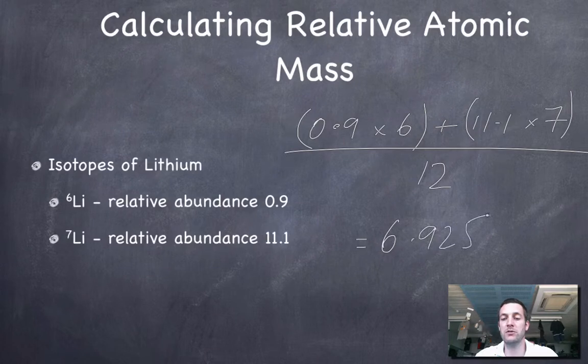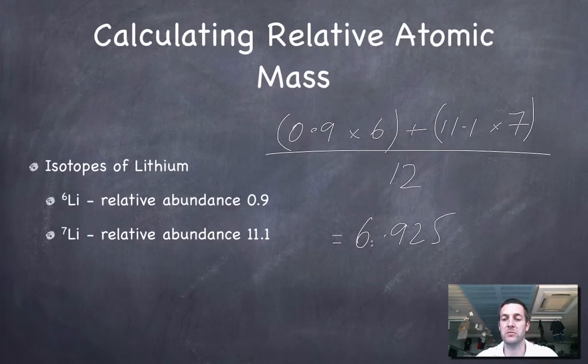Now, there's a useful check to see if you've done these things right, whether you're using percentages or not. Say to yourself, this one here is much more abundant, so the average mass is going to be much closer to 7 than it is to 6. And so it is, so that's a useful check that you've done something right, at least.